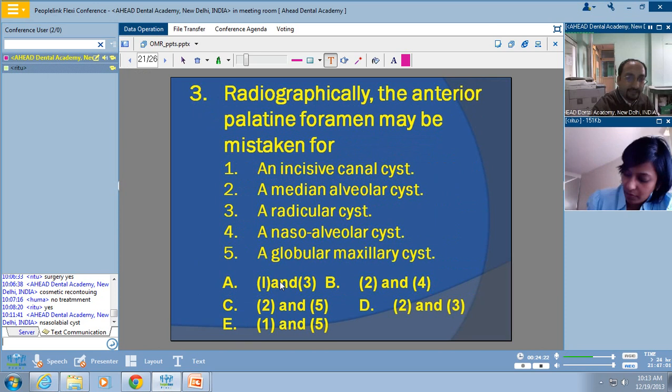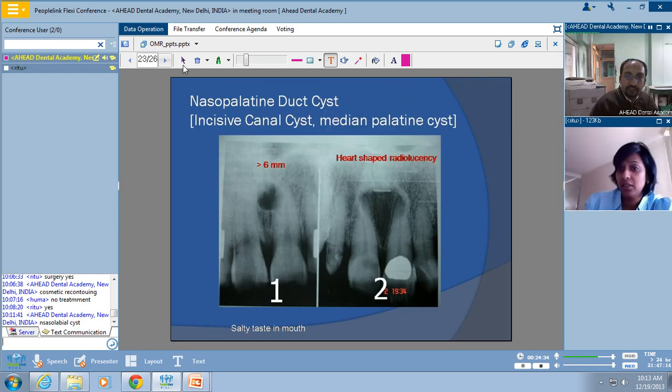Median alveolar cyst is something which is faced posteriorly. That is why we cannot confuse a median alveolar with this. But a radicular cyst, don't you think a radicular cyst is occasionally seen over here? So a radicular cyst can be confused with an incisor canal cyst.